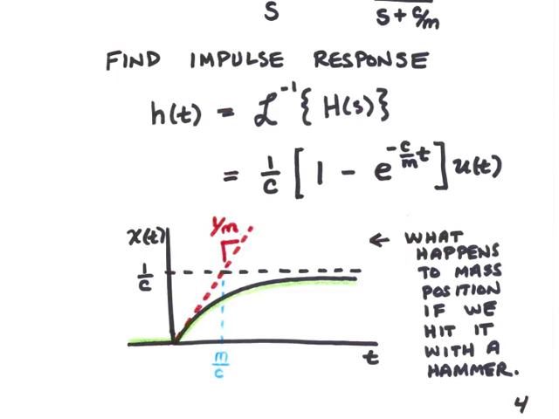And what would it do? It would move a distance 1 over c. It would start to move, but then slow down and come to a stop. The energy would be dissipated by the damper. The initial velocity of the mass, immediately after we hit it with the hammer, would be 1 over m. And the time constant of the motion would be m over c.